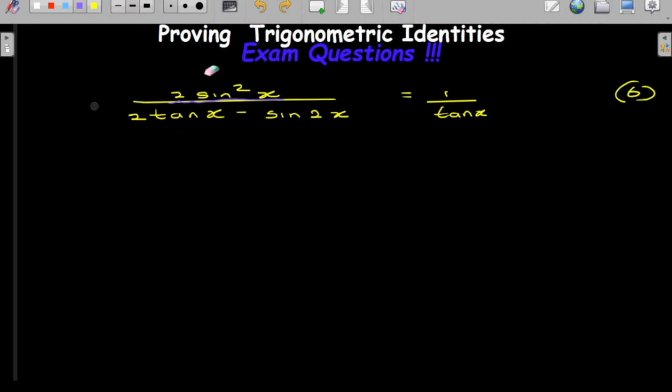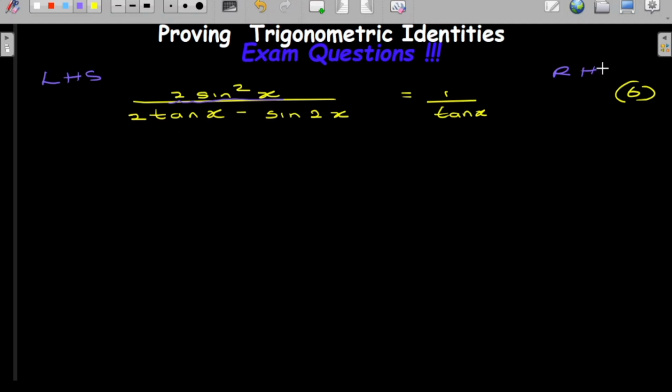In this video, I'm going to be proving a trigonometric identity from a past question paper. This question was worth 6 marks, and what we were given was (2 sin²x) over (2 tan x − sin 2x) is equal to 1 over tan x.